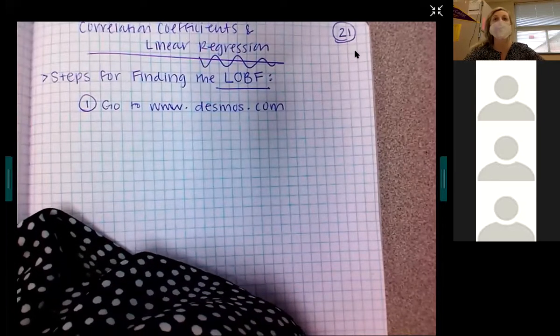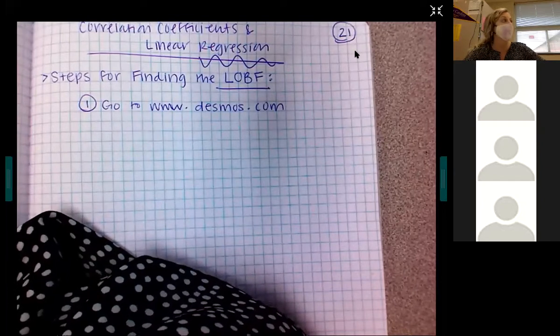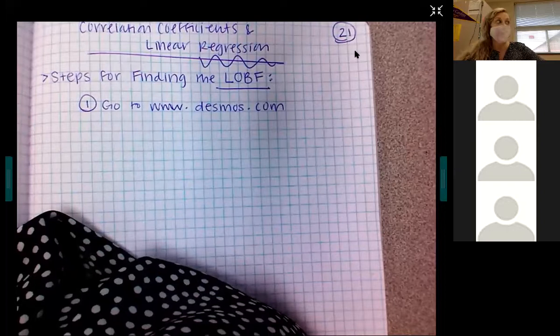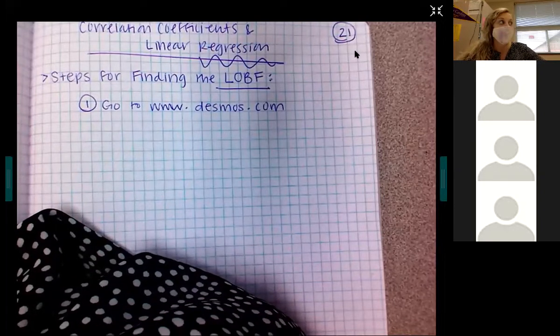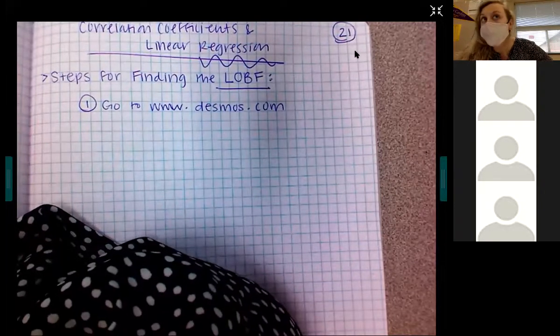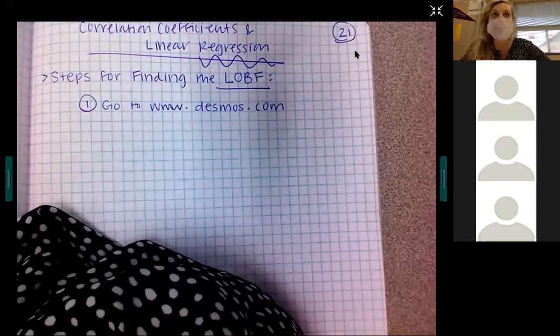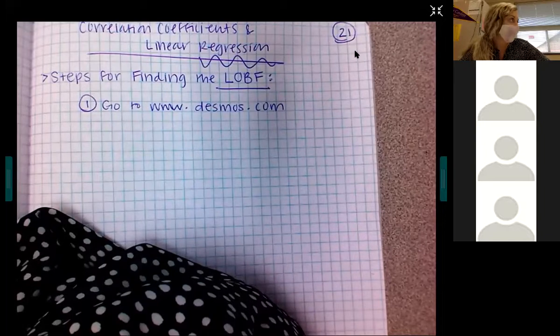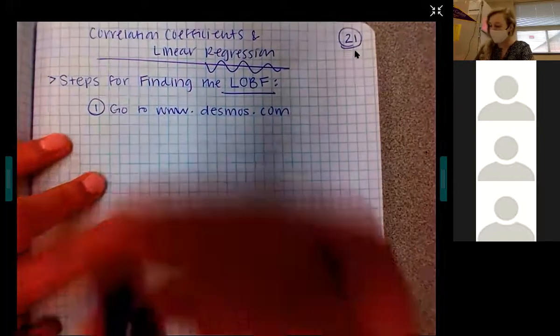Desmos is free. You can get to it on your phone, your computer, your tablet, anything. And it's in color and it's touchscreen. So it's so much easier to use and see. Okay? Everybody with me? So we're going to go to desmos.com.